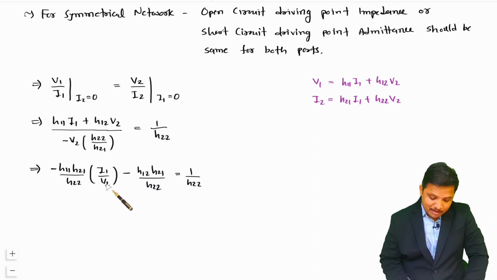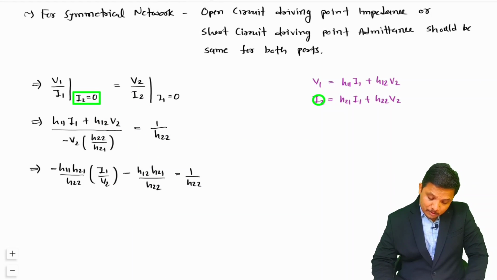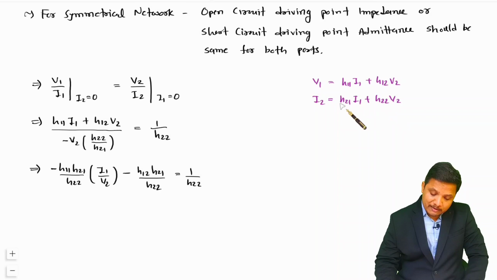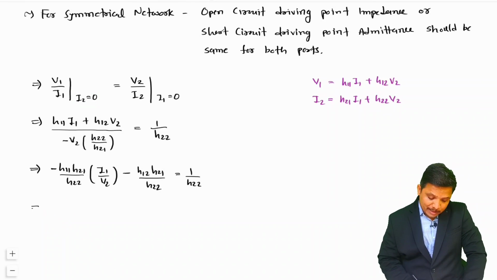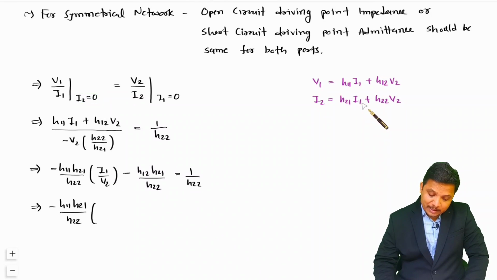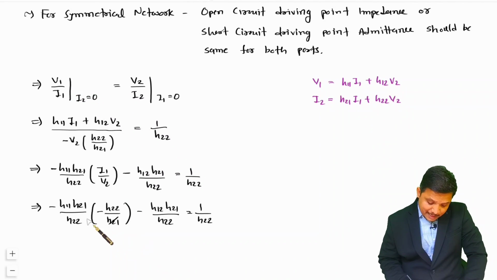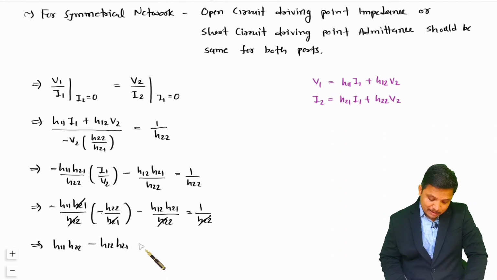So now you see what I1 by V2 is when I2 is 0. When I2 is 0, I1 by V2 is minus H22 divided by H21, right. So I need to place it over here: minus H11 H21 divided by H22 into I1 by V2, where I1 by V2 is minus H22 divided by H21. Now here this H21 will get cancelled, and from both sides this H22 will get cancelled, and minus minus will become plus. So I can say H11 H22 minus H12 H21 is equal to 1.